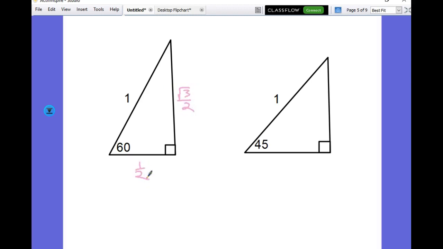You should have a 30, 60, 90. Let's put a 30 up here too, by the way. You should have a 30, 60, 90: 1 for the hypotenuse, half for the short side, and radical 3 over 2 for the long side. Put a 45 here as well. Radical 2 over 2, and radical 2 over 2. So if you need to make it look pretty, make it look like this. I'll give you a moment.